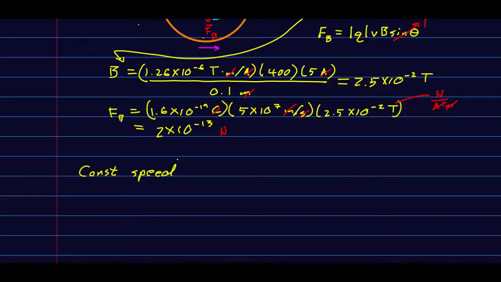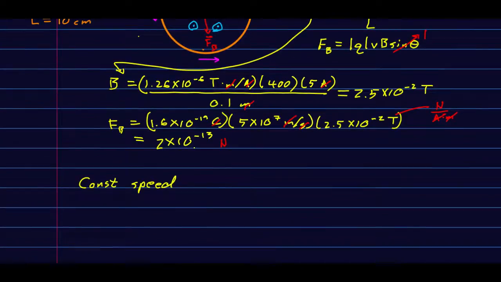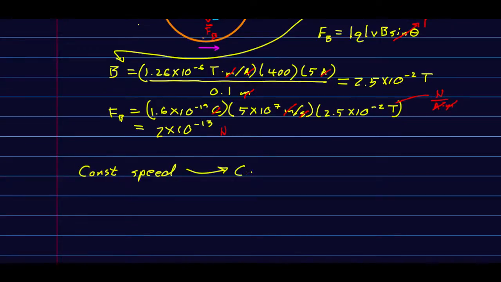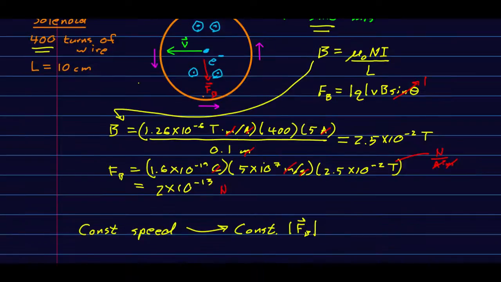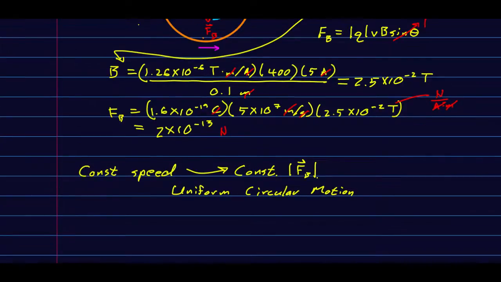And it's moving inside a constant magnetic field. And so with a constant speed, a constant magnetic field, and the velocity always perpendicular to the magnetic field, that's going to give a constant force magnitude, perpendicular to the velocity. Well, we know what this does. This is going to be uniform circular motion. And so this electron is going to go in a circle.